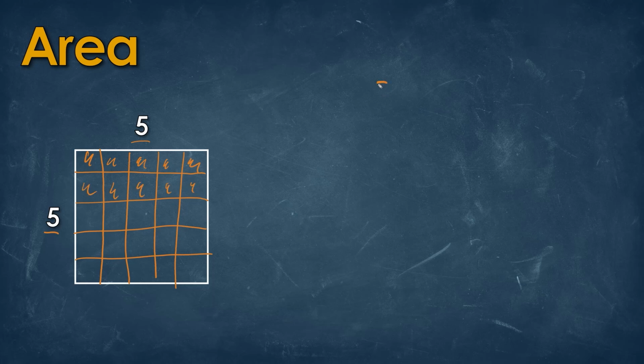Or we could do the short way, and we can just multiply the two sides. It's only 2 sides because we're looking at this direction and we're looking at this direction. So we don't multiply by 4 sides, we only multiply by 2 sides, the horizontal and the vertical. It's only those. So 5 times 5 is equal to 25. And I'm sure if you count all the tiles, it will equal 25.